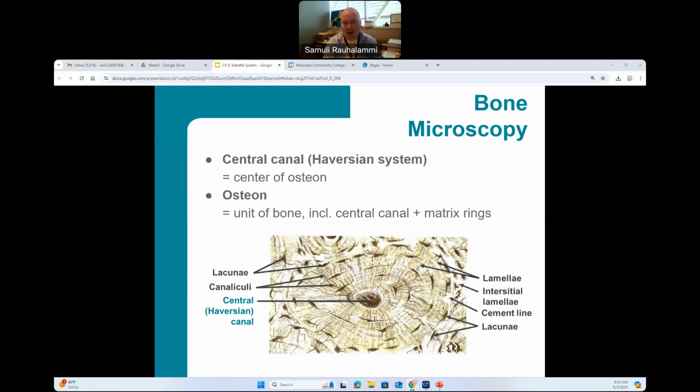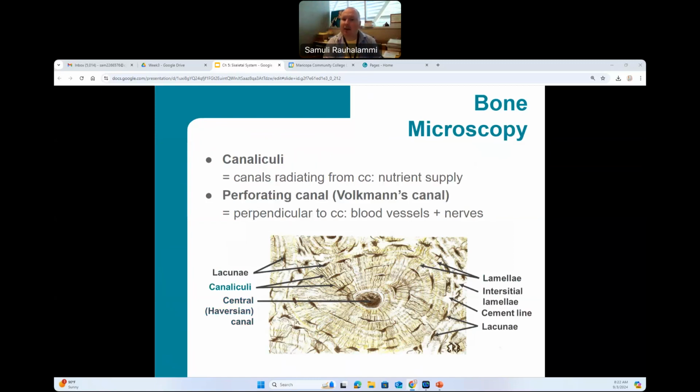A couple of other microscopic structures that I want to highlight for us. Canaliculi are tiny channels that radiate from the central canal to the lacunae. These form a transport system connecting all bone cells to a nutrient supply. We can also see the perforating canal, or Volkmann's canal, in other cross sections. It's not visible on this one.